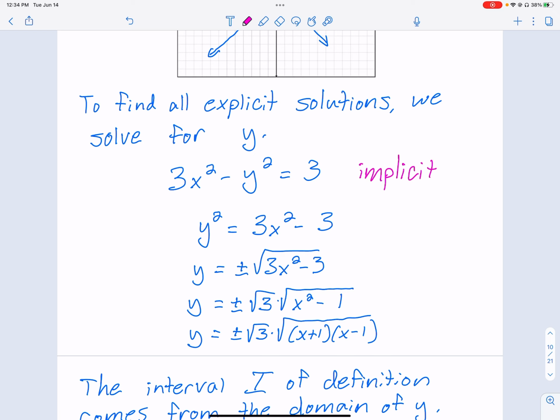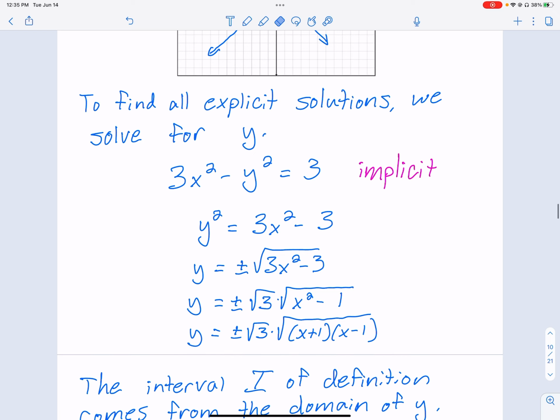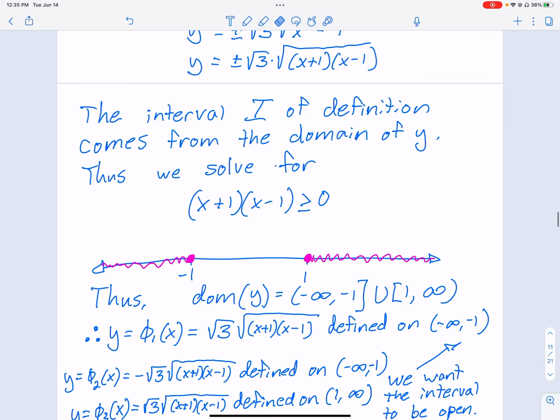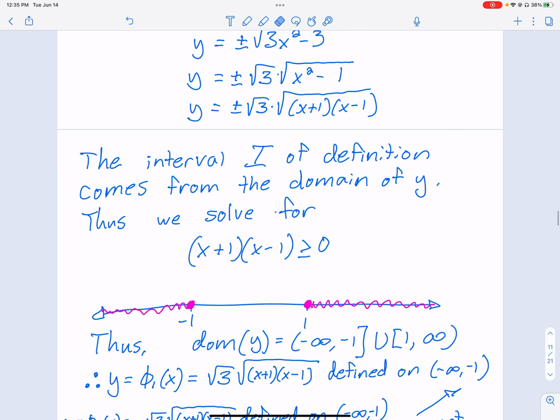Then we just started separating our square roots and factoring. From here, what we're doing is considering where we can plug things in. And what I did is, okay, so we want everything inside here to be greater than or equal to 0 because we can't take the square root of a negative.